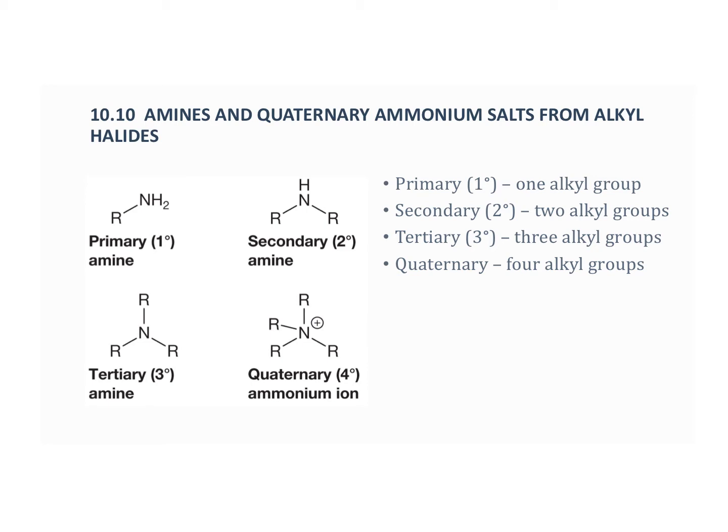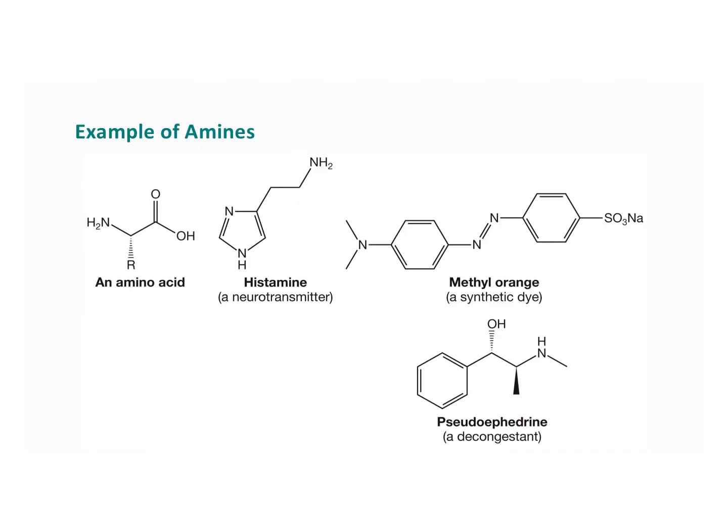That's very similar to the ammonium ion that you had to memorize when you're memorizing your polyatomic ions in general chemistry. Now, amines are abundant in nature. We can look at some examples of these. You can see some examples here.